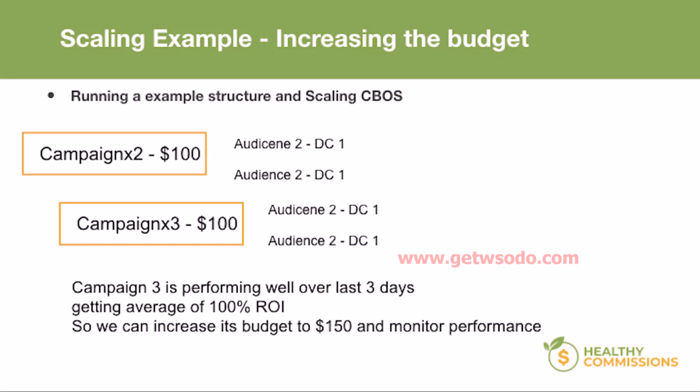So this is an example of how to increase the budget and start vertically scaling, right? Let's say that campaign 3 is performing really well over the last 3 days, getting an average of 100% ROI. We can then bump its budget up to 150 and then monitor its performance.